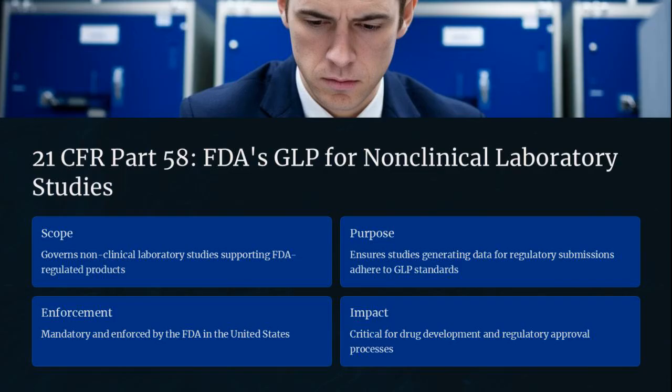(21 CFR Part 58) governs non-clinical laboratory studies supporting FDA-regulated products. It ensures studies generate data for regulatory submissions adhering to GLP standards. The FDA enforces these regulations, which are critical for drug development and regulatory approval processes.